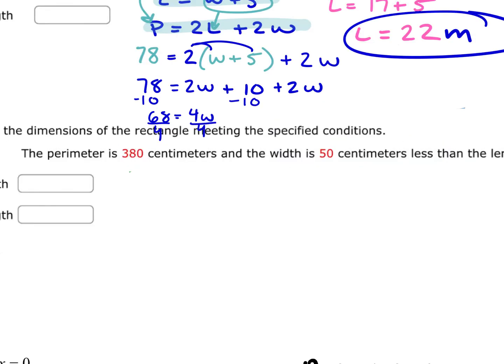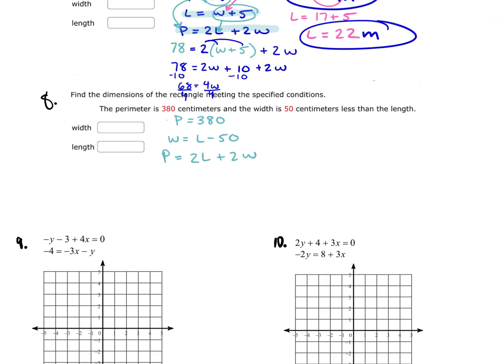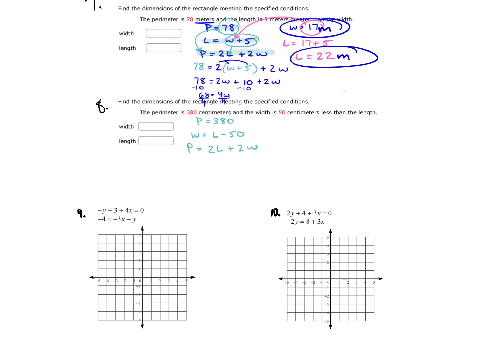Here, P equals 380. The width is 50 centimeters less than the length, so W equals the length minus 50. And then P equals 2L plus 2W. So these three equations will be given to you just like this. You have to solve it from here. So I'll let you guys work this one out on your own. Next, we're going to do number 9.